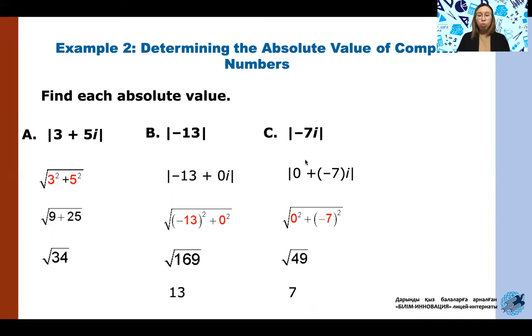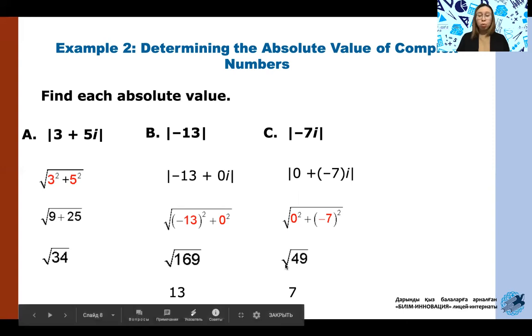Minus 7i we can also imagine as 0 plus minus 7i, so the modulus will be the root of 0 squared plus minus 7 squared, which is the root of 49, just 7.